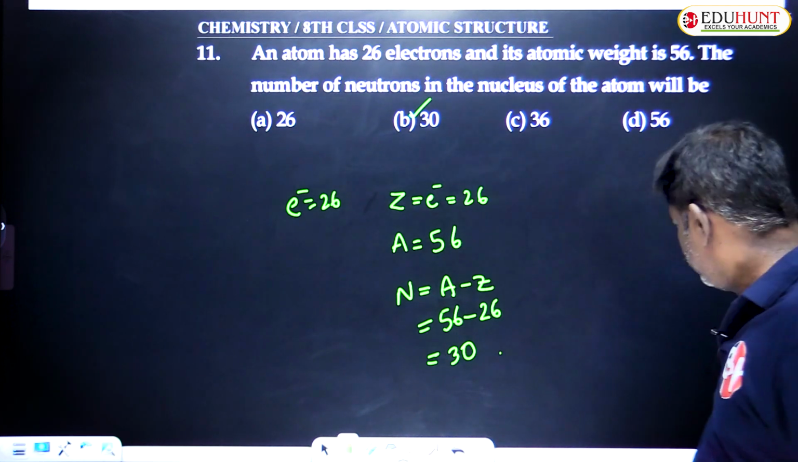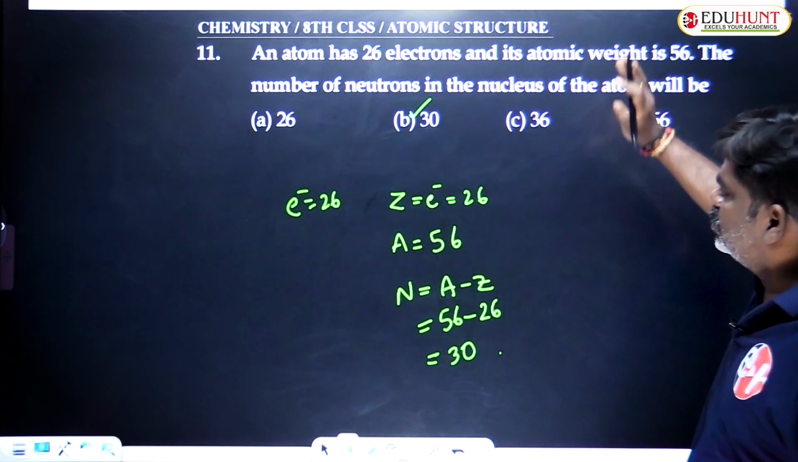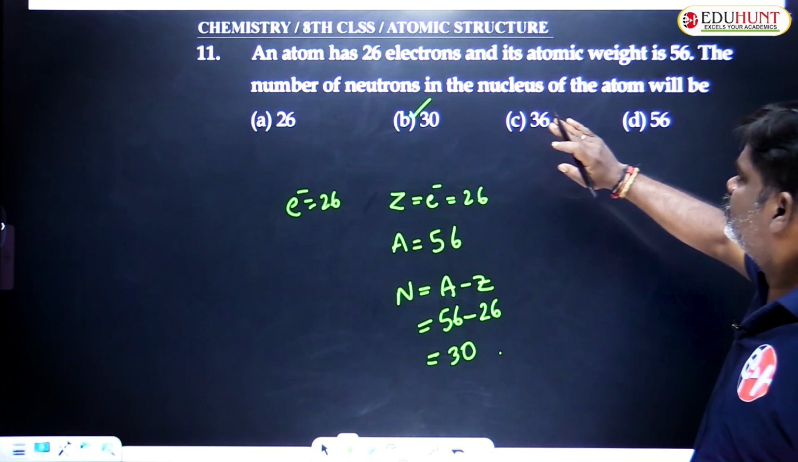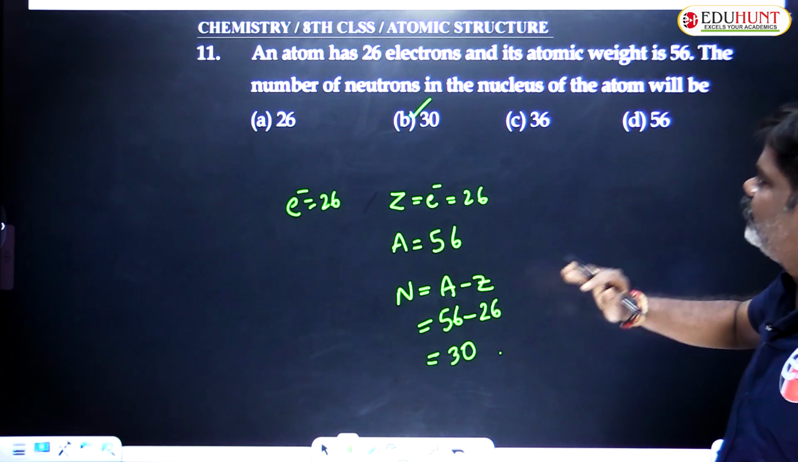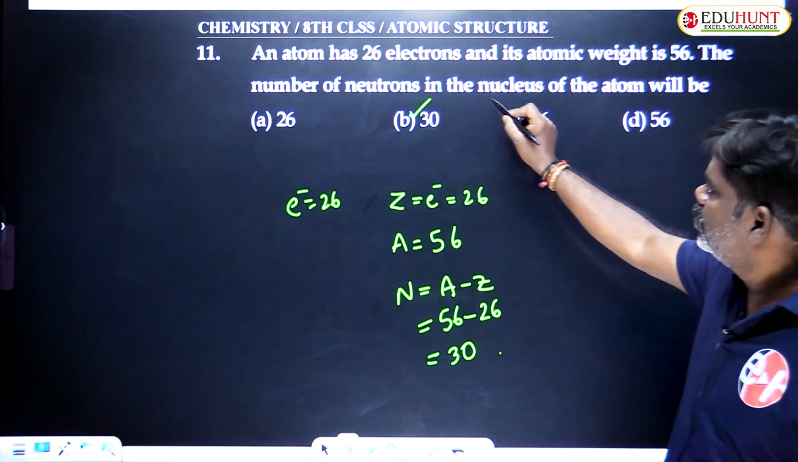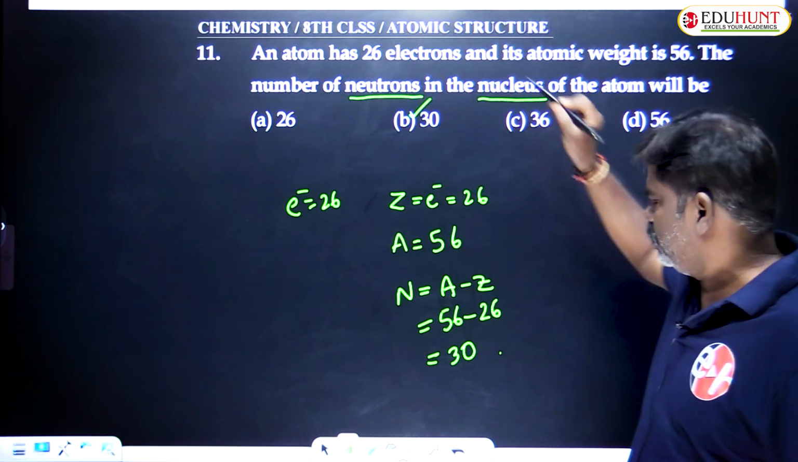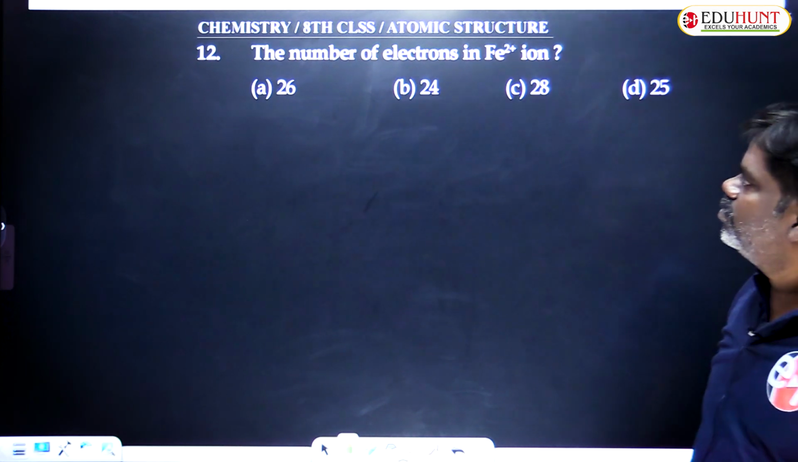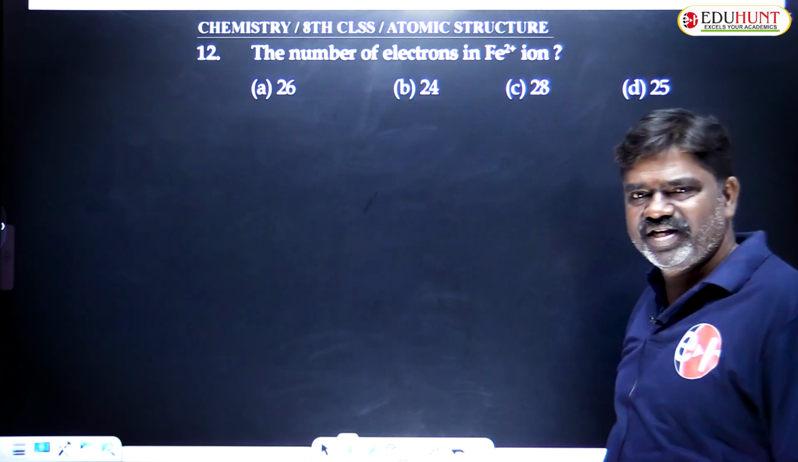Understood or not? Atomic number is equal to the number of electrons in an atom, and the mass number A is 56. Then A minus Z is the number of neutrons present in the nucleus. The nucleus contains neutrons and protons, but they ask only for neutrons. Now, the number of electrons in Fe2 plus ion.